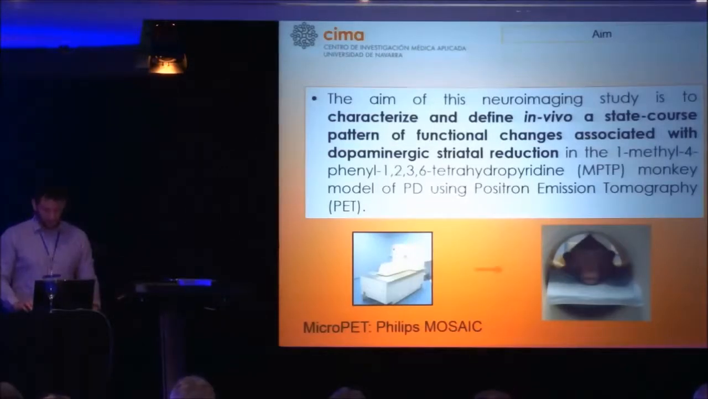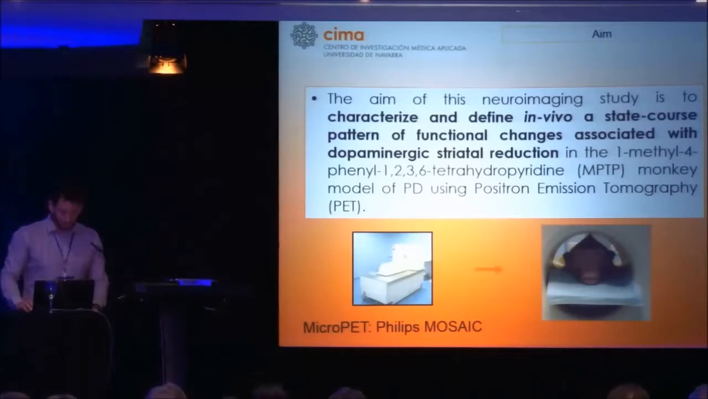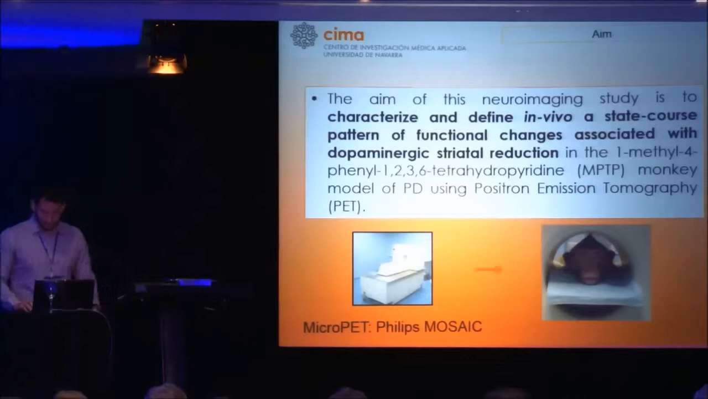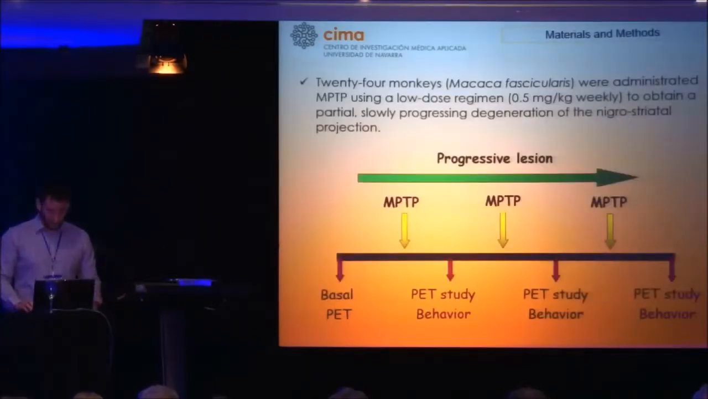The aim of this neuroimaging study is to characterize and define in vivo a state course pattern of functional changes associated with dopaminergic striatal reduction in the MPTP monkey model of Parkinson's disease using positron emission tomography. In this study, 24 monkeys were administered MPTP using a low-dose regimen of 0.5 milligrams per kilogram weekly to obtain a partial, slowly progressing degeneration in the nigrostriatal projection.